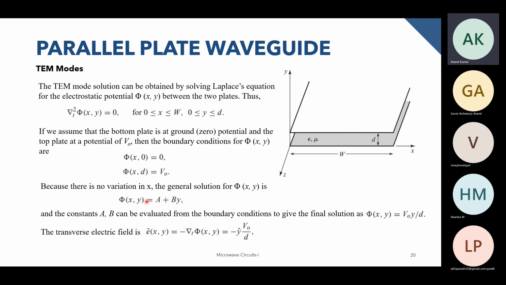We now know the boundary conditions, so we just use these values to calculate the values of a and b, and the final solution looks something like this: V naught y by d. And now we can easily calculate the electric field, which is given by the negative gradient of the scalar potential, and this turns out to be minus y V naught by d. So this was fairly simple. We did some math previously to get the Laplacian form of the scalar potential, and once we had the geometry, we just substituted the boundary conditions and solved. We also found out the electric field.